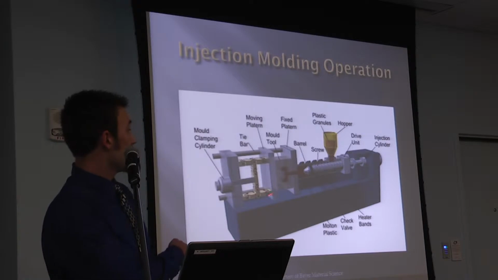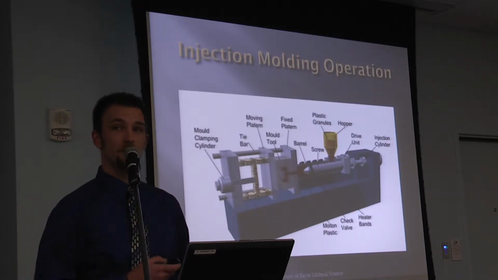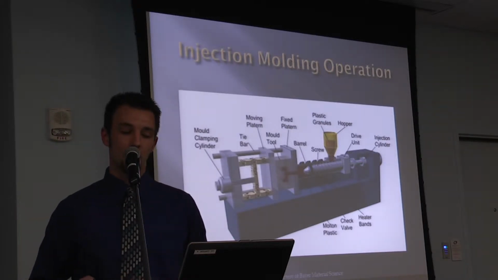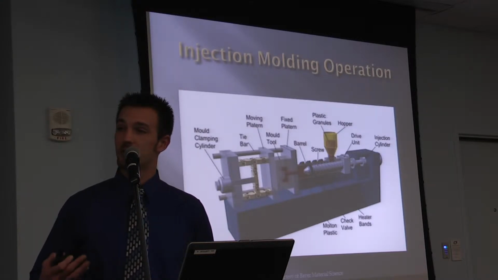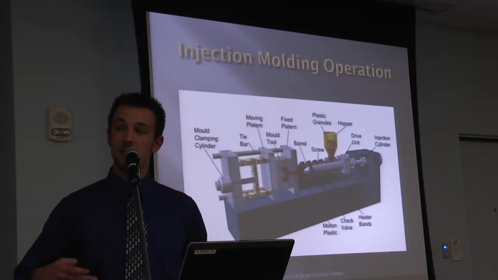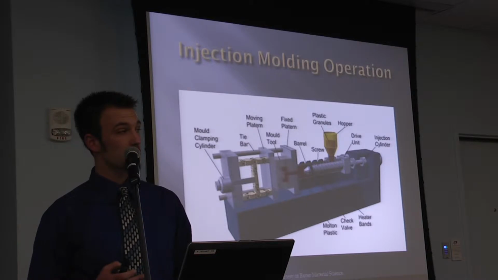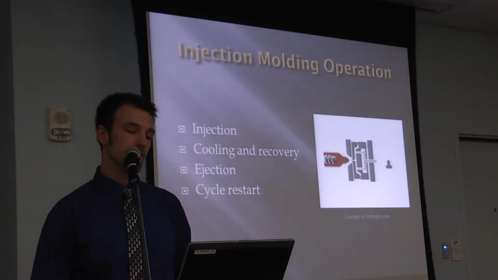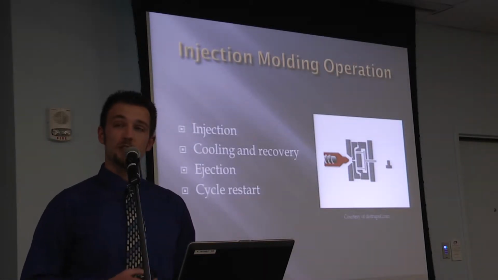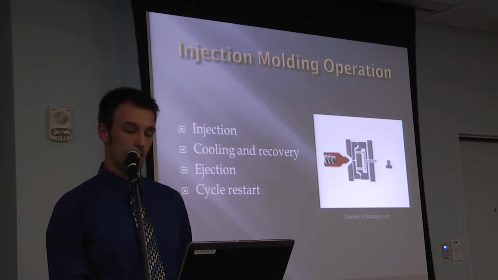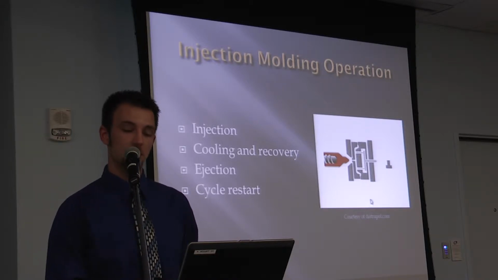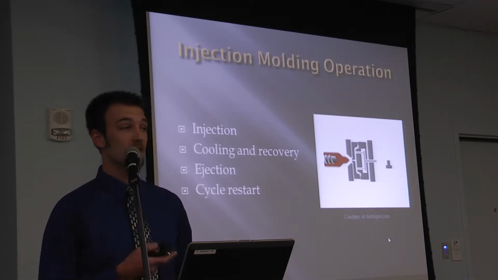You'll see heater bands around the barrel. What these will do is keep the plastic in a molten state. The plastic is then injected through the screw moving forward into the mold. During the injection process, the plastic will move through the sprue of the mold into the runners and at each cavity of the part. After this, the part is cooled and then ejected.